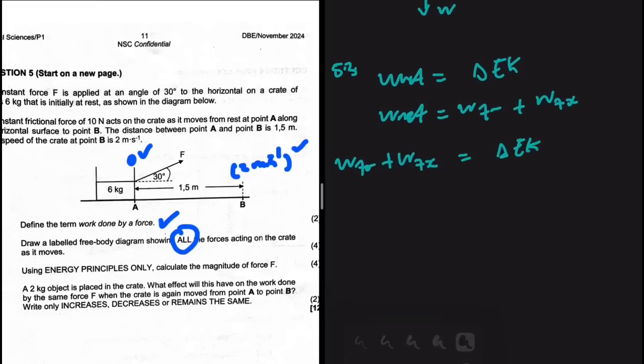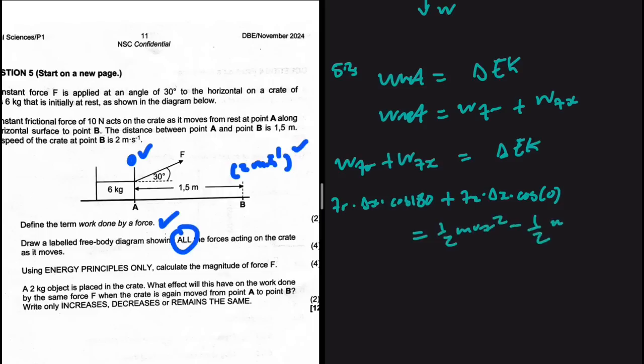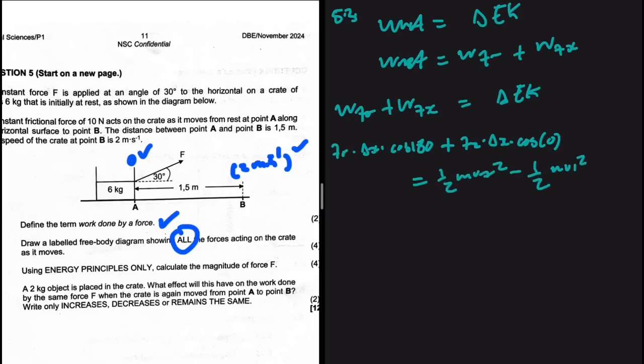So the work done by frictional force is going to be Fr multiplied by delta x multiplied by cos of 180, plus the work done by the horizontal component of the force applied. So that is Fx delta x cos of 0. It's cos of 0 because the object is going from A to B, right, which is the same direction as the horizontal component of the force applied, and this should be equal to half m vf squared minus half m vi squared. So let's go ahead and substitute.